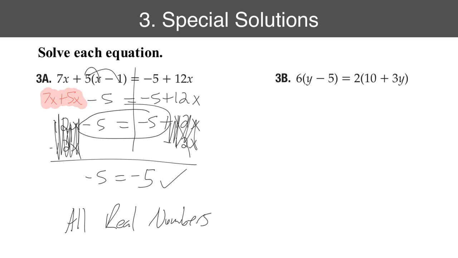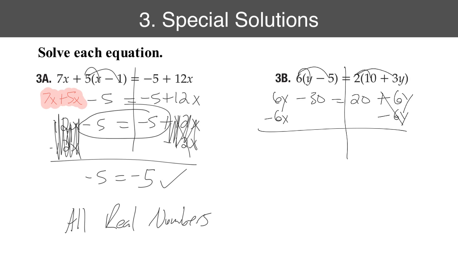Let's take a look at 3b. Again, draw my line down the equal sign, and then I start distributing. 6 times y is 6y. 6 times negative 5 would be negative 30. Then 2 times 10 is 20, and then 2 times 3y would be 6y. So I don't have any like terms, so I just start solving it. So I subtract the 6y on the right over to the left, and then again, 6y minus 6y gives me 0. So my variable gets knocked out again.